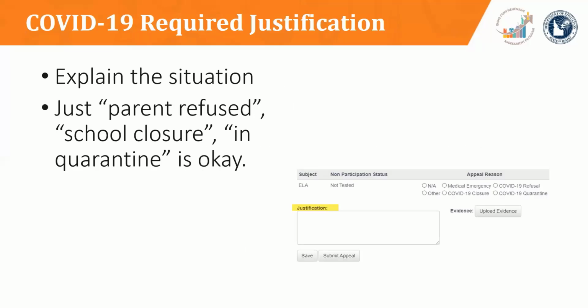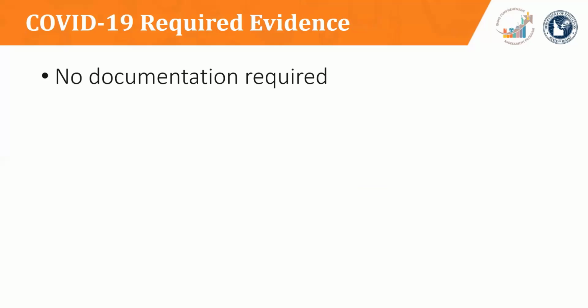For COVID-19 related appeals, you do not have to type in detailed information as they will be denied. However, justification is required in the appeals application. Some short phrases like parent refused, school closure, and quarantine would be okay. For COVID-19 related appeals, you do not have to submit any documentation.